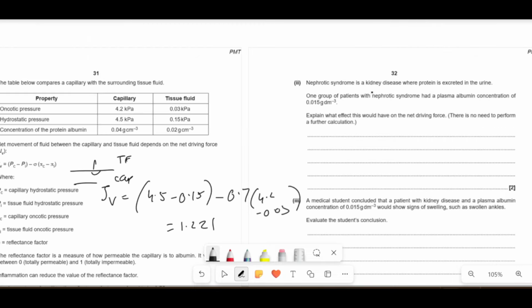So then it says nephrotic syndrome is a kidney disease where protein is excreted in urine, and one group of people with nephrotic syndrome had a plasma albumin of this. Explain how this could affect the net driving force. There's no need to perform a calculation.